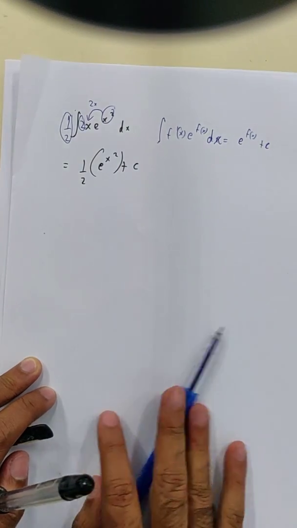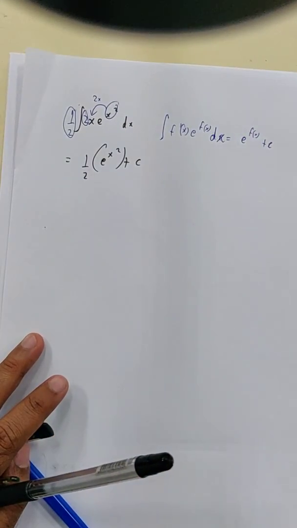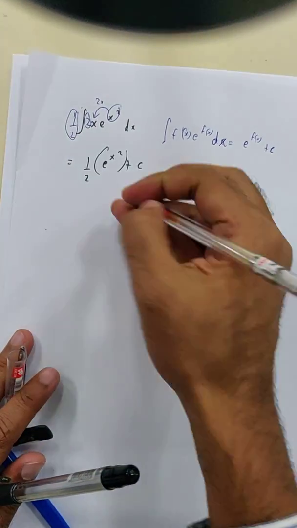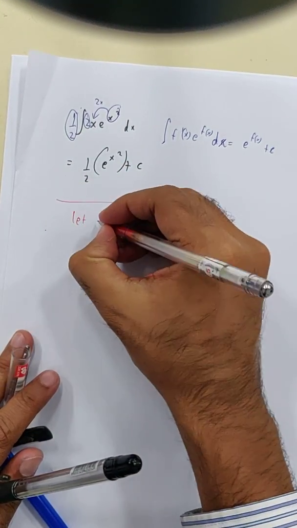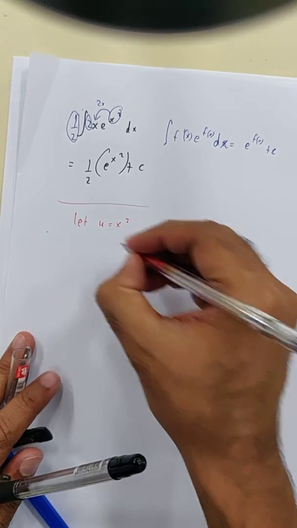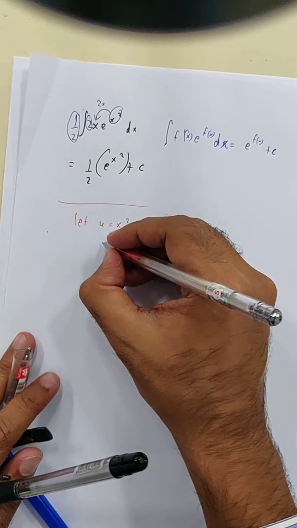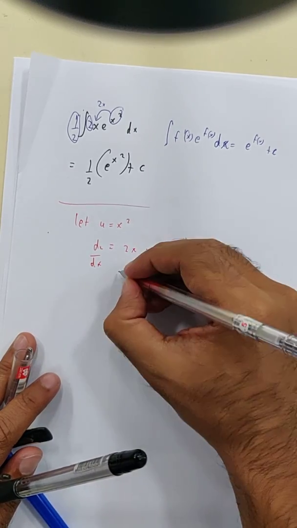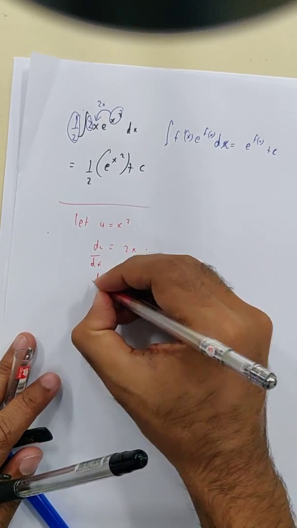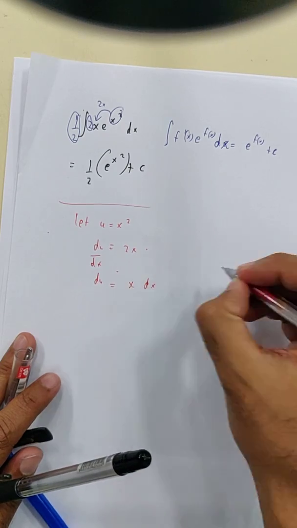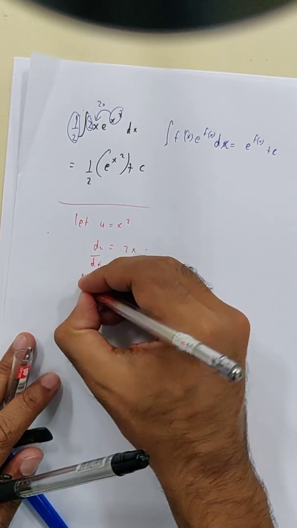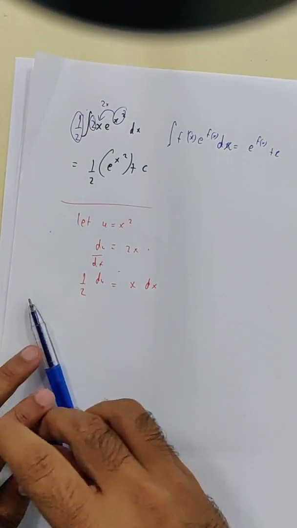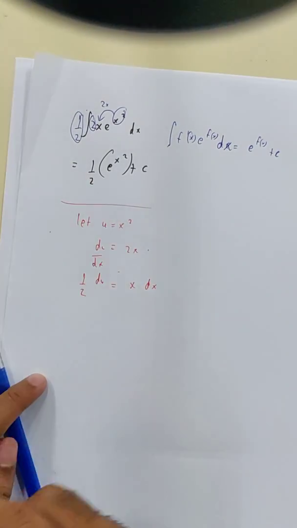you can actually use a substitution, which is kind of the same. So instead of doing it straight away, we can say let u equals x squared. So du/dx is 2x. So du over 2 is x dx, which is half du. Okay, let me rewrite the equation back.